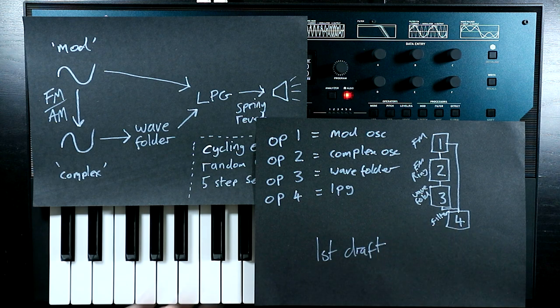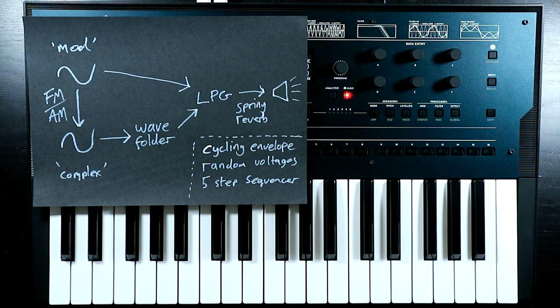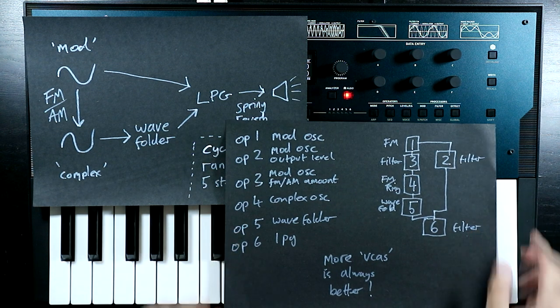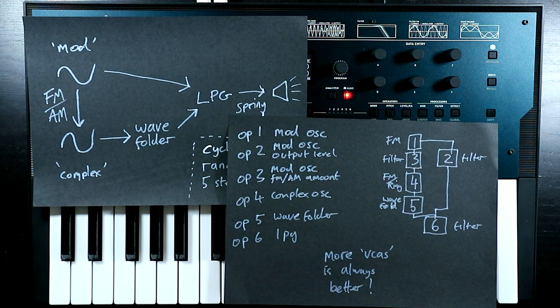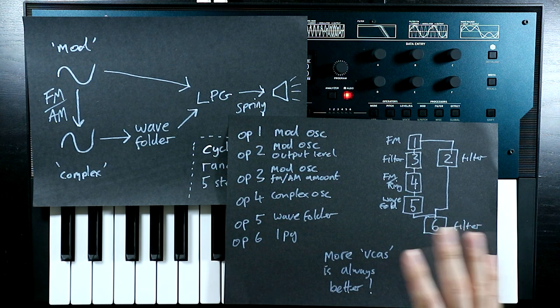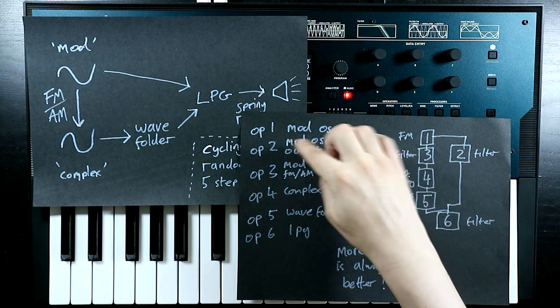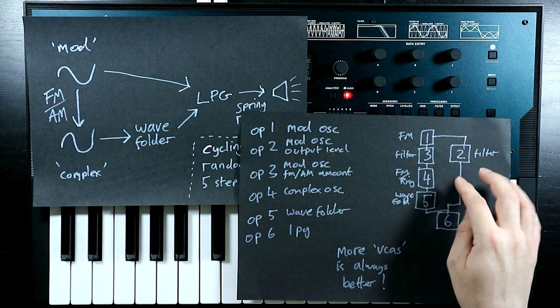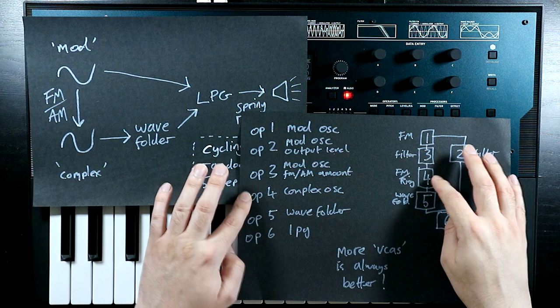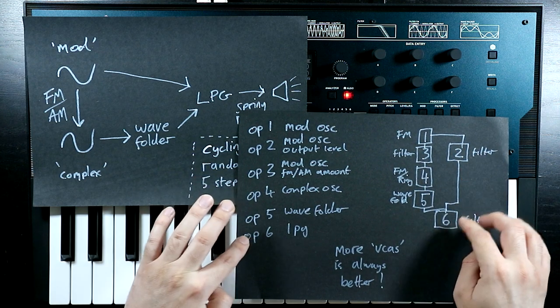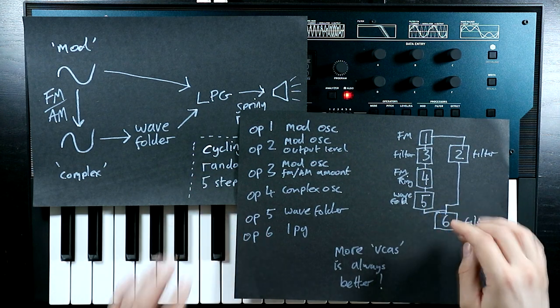So what's the rule if something in synthesis isn't working the way you want it to work? The answer to the problem is always add more VCAs. So this is my hopefully final draft of what I'm going to be doing here. And it's mostly the same. Operator 1 is still the mod oscillator. We've got 4 here now as the complex oscillator, the wave folder and low pass gate. That bit there is all the same.